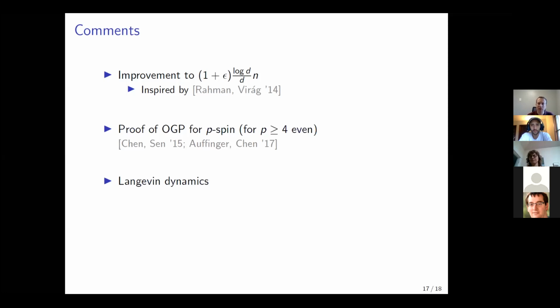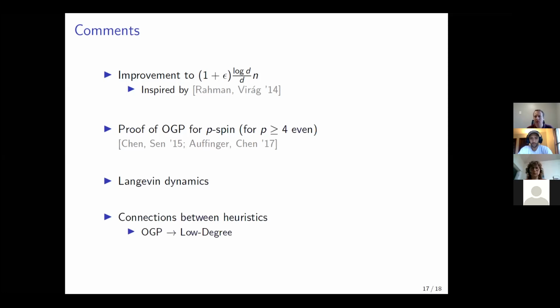We can also rule out a different algorithm called Langevin dynamics, which you can think of as a continuous version of gradient descent, which also has the same sort of stability properties. So really we're not just ruling out low degree polynomials, but any algorithm that is sufficiently stable with respect to its input.